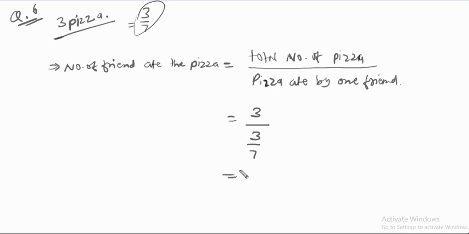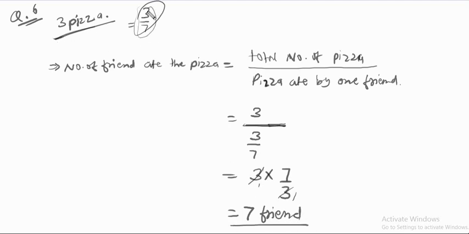Let us transfer this 3 by 7 into multiplication. Here it is in the denominator, here it is division. So when we transfer it into multiplication, it will become the reciprocal, like this: 7 upon 3. So 3 ones are 3, 3 ones are 3, 3 and 3 cancel out. So here our answer will be 7 friends. 7 friends will eat these 3 pizzas, right?